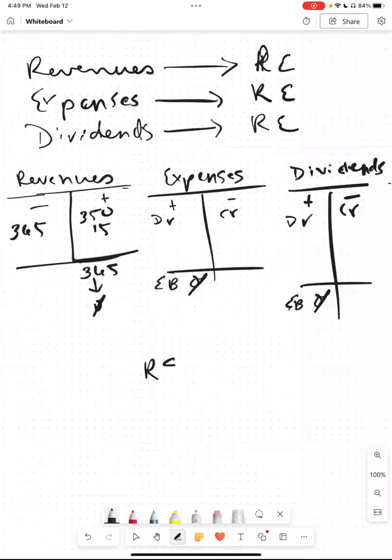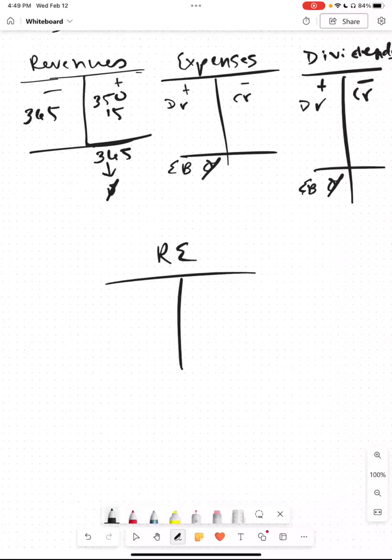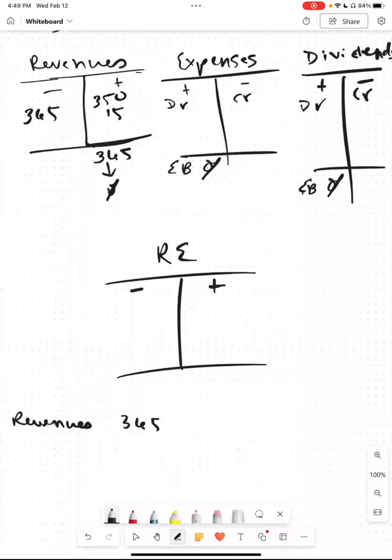And we've got retained earnings account. Okay. Retained earnings is an equity account. So what we're going to do with that is credit to increase, debit to decrease, right? So if I am debiting revenues for 365,000, I'm going to credit retained earnings for the same amount, okay? What that does is it increases retained earnings by 365,000, okay?